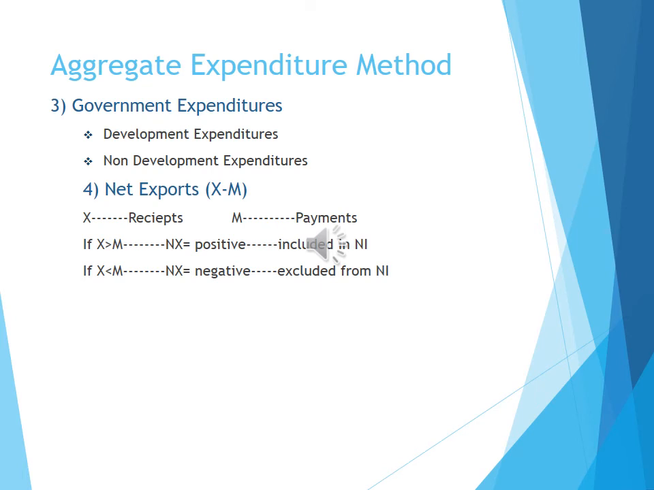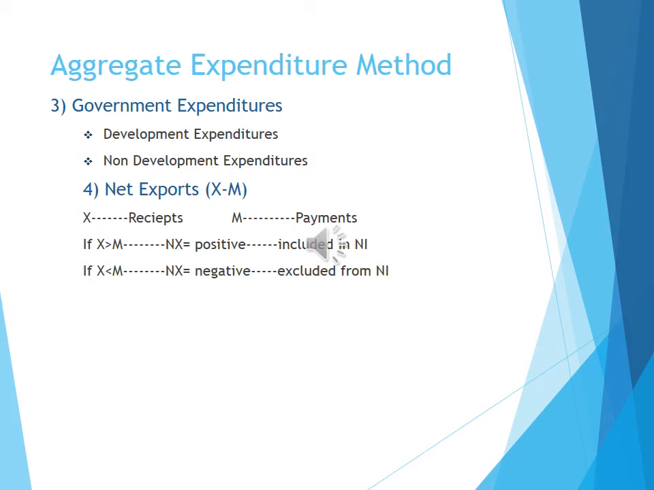Third component of aggregate expenditure is government expenditures. Government expenditures include both types of expenditures on consumption and also the government investment expenditures. It also includes the development expenditures and the non-development expenditures. Development expenditures, for example, are expenditures on the production of goods and services, and non-development expenditures may include expenditures on defense, administration, education, health.